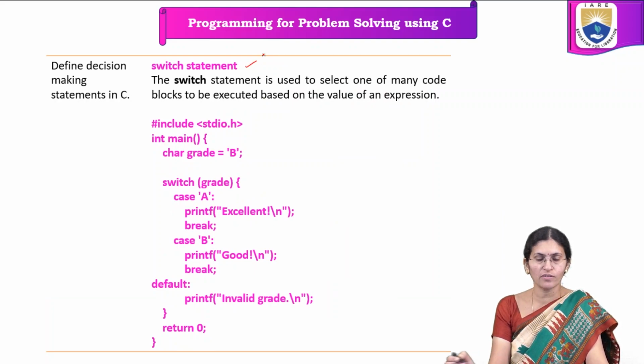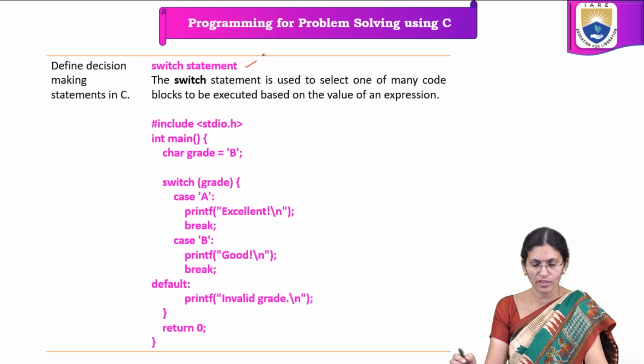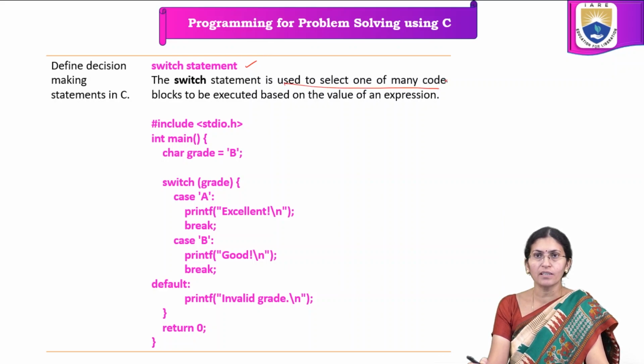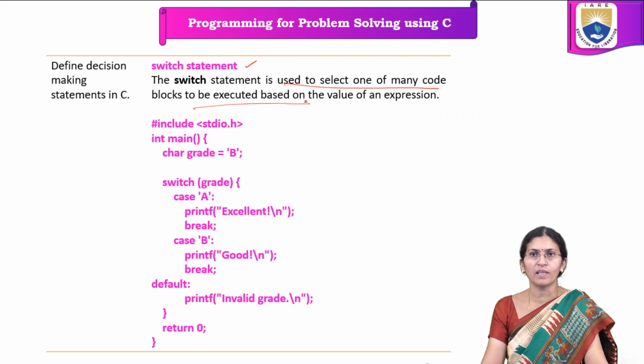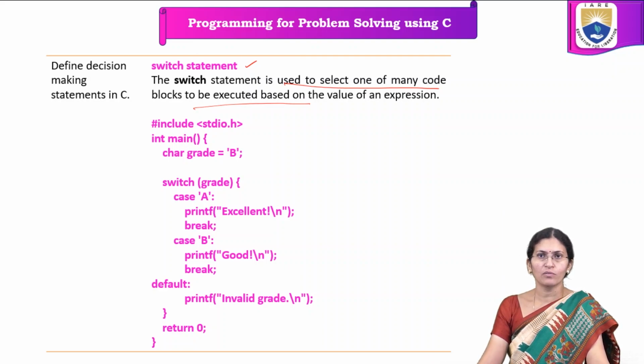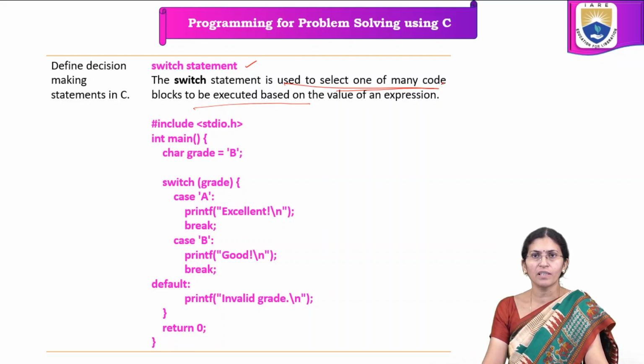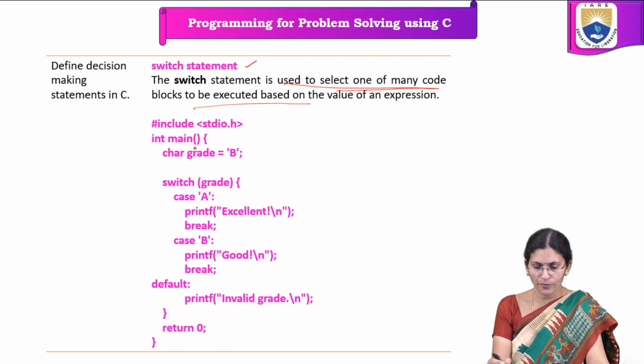One of the decision statements is the switch statement. It is used to select one of the many code blocks to be executed based on the value of an expression. If we have many choices, or if in a program there are multiple conditions to be checked, then in that case we can use the switch statement.